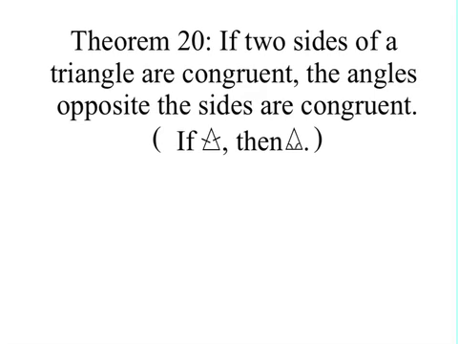In this lesson, we'll look at some theorems that relate to isosceles triangles, beginning with Theorem 20. If two sides of a triangle are congruent, the angles opposite the sides are congruent. And notice we have a way to abbreviate it with pictures, and it's often just said for short, "if sides, then angles." And the proof of this theorem is fairly short.